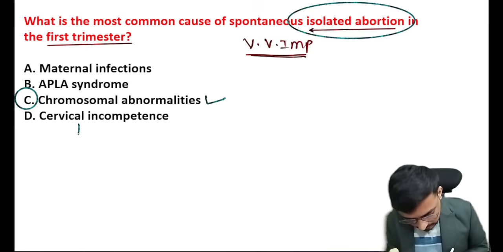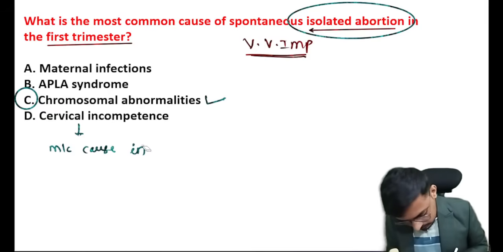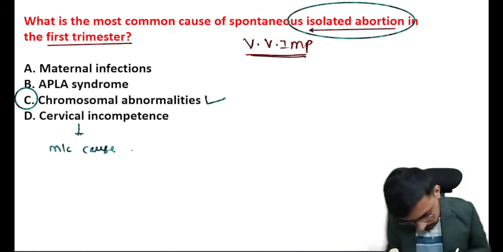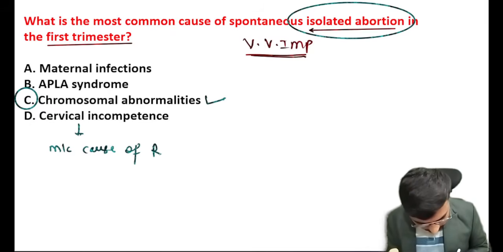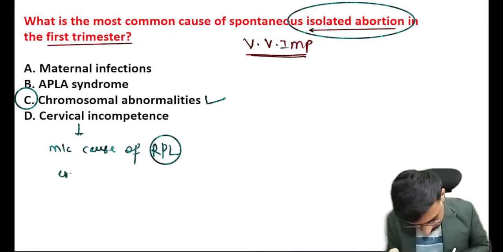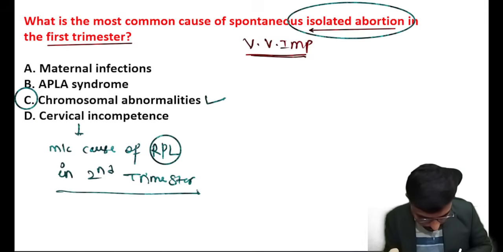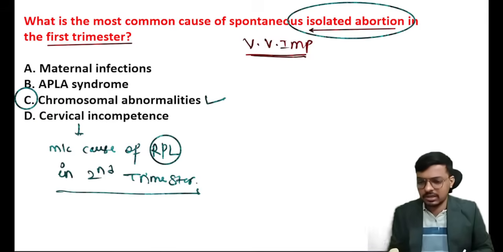So cervical incompetence is the most common cause of recurrent pregnancy loss or recurrent abortion in the second trimester. Very important thing, keep in your mind. These questions have been asked multiple times in your exam.